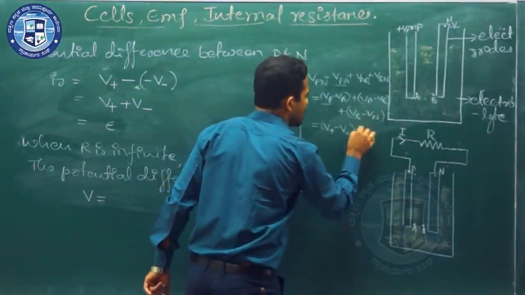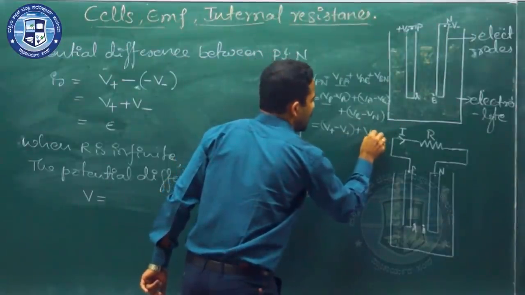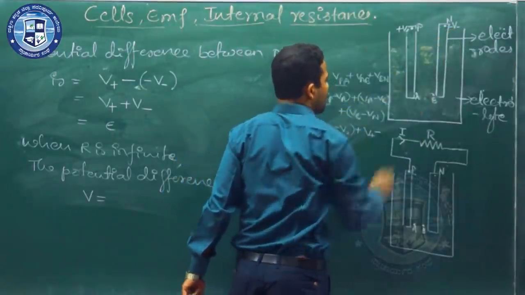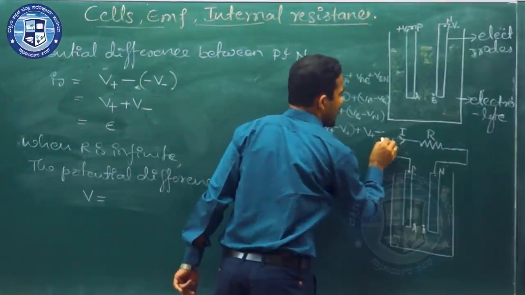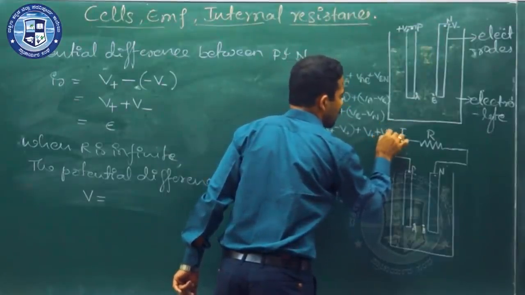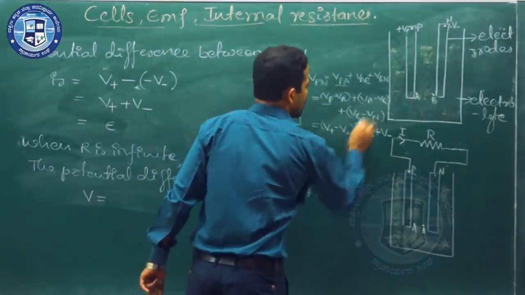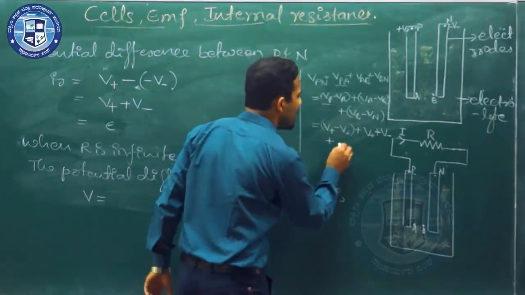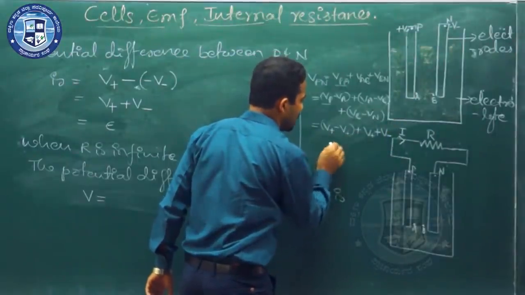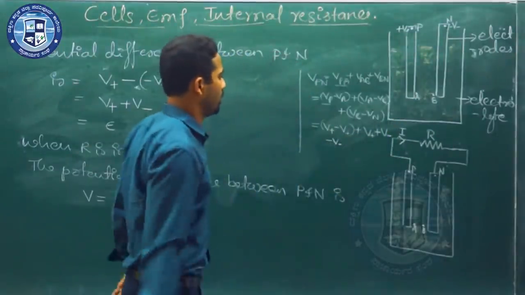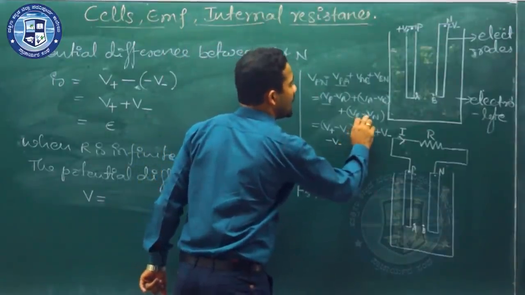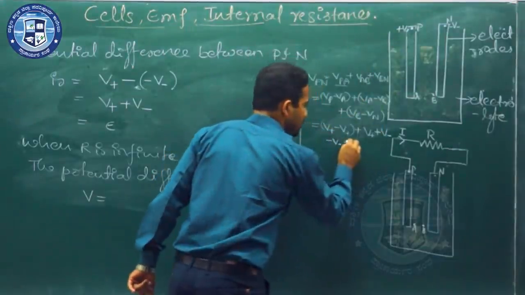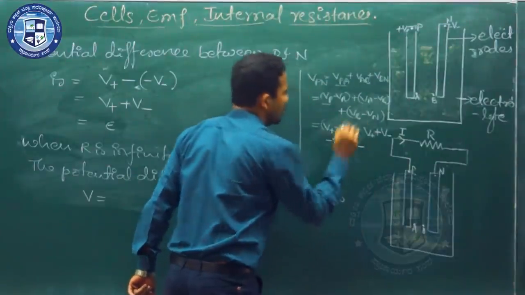Then plus V_A, what is the potential there? V plus. Minus, what is the potential at B? This potential is minus V minus. So minus V minus, minus into minus, that becomes plus V minus. Then what is the potential at B? Again, that should be minus V minus. So plus into minus will be minus, minus V minus. Then minus V_N, the potential at N, minus of minus V minus, that becomes plus V minus.